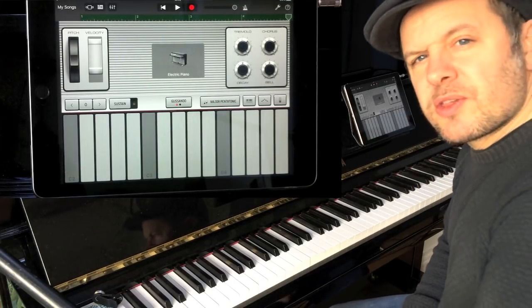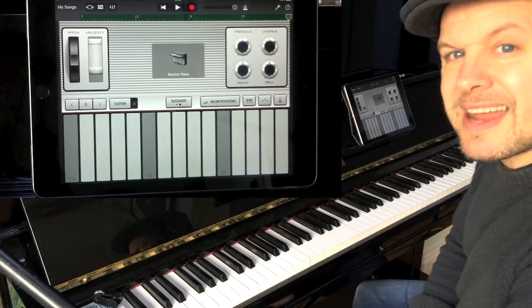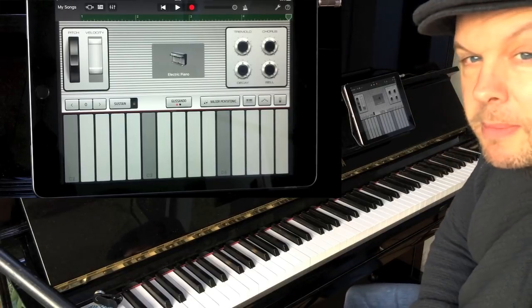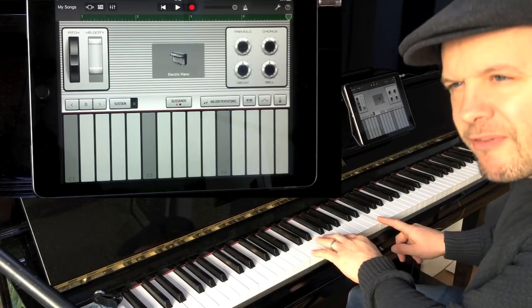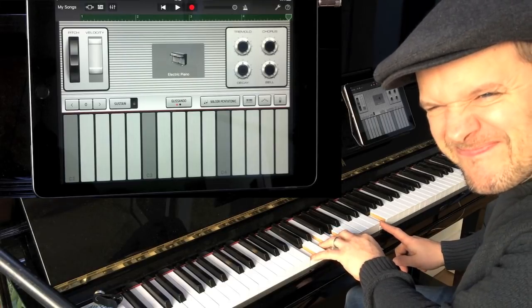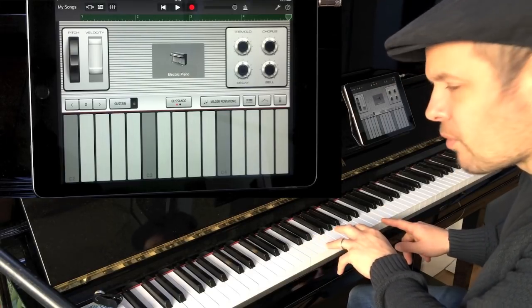So, major pentatonic is the next one I'm going to show you. Now, this is the sort of get out of jail free in terms of your major scale, because it doesn't have that fourth note. It doesn't have that fourth note in.